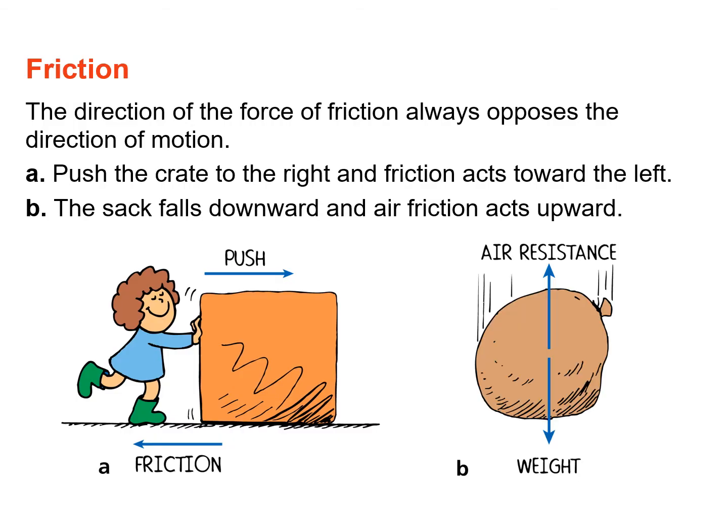Well, if something's moving through the air, it can also have a frictional force. We just usually label it air resistance. If it's falling, then the force that's pulling it down is its weight, the gravitational force. But that object, as it falls, will encounter air. Air molecules will resist its motion. And so air resistance is a form of friction.